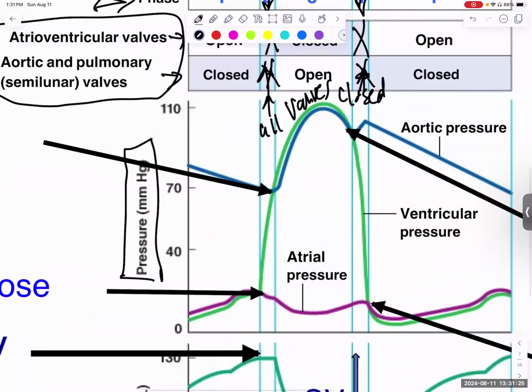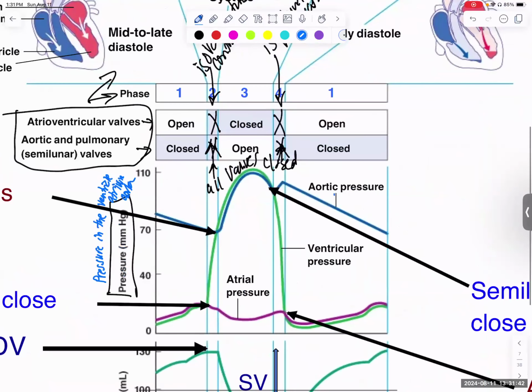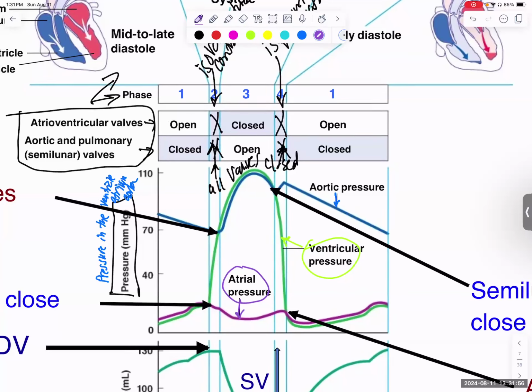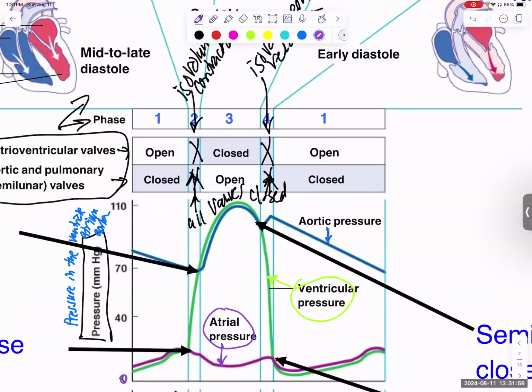And this is pressure in millimeters of mercury, and it is the pressure in the ventricle, atrium, and aorta. So what you see here is this is aortic pressure. It's blue. Ventricular pressure is the green line. And then atrial pressure is the purple. And this is millimeters of mercury. So from 0 to 110, here's the pressure flowing in the ventricle.